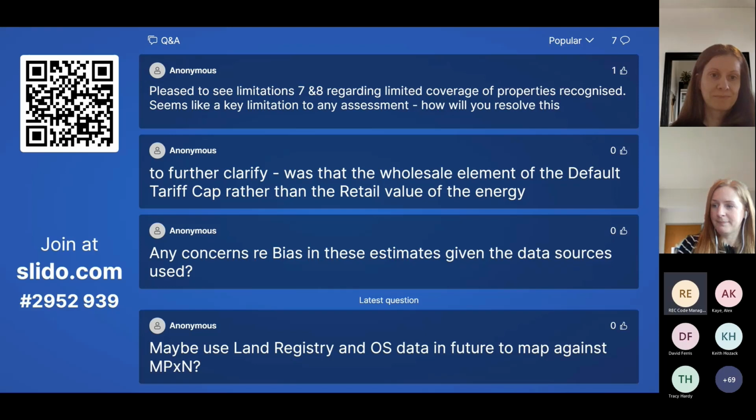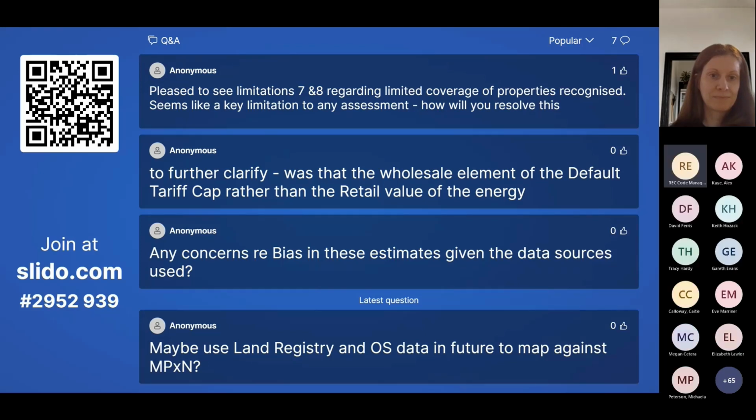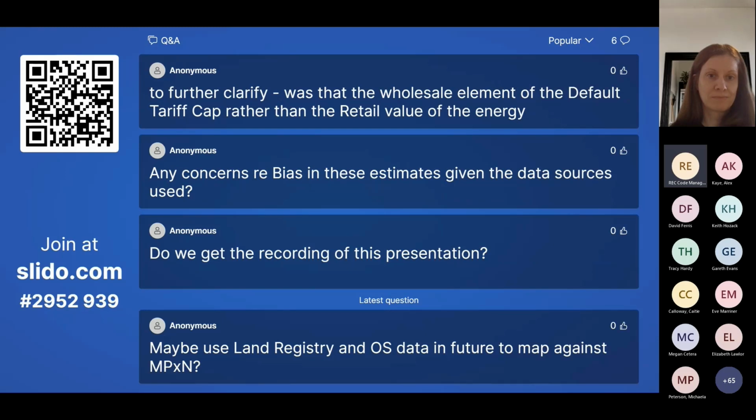Thanks both. So next question, to further clarify, was that the wholesale element of the default tariff cap rather than the retail value of the energy?